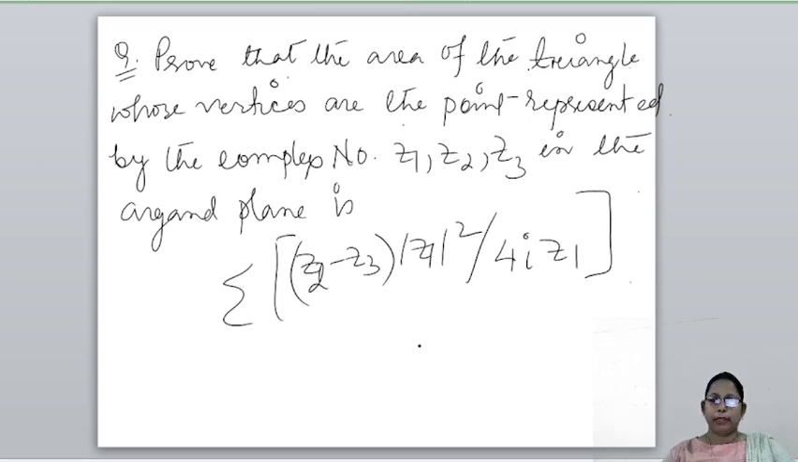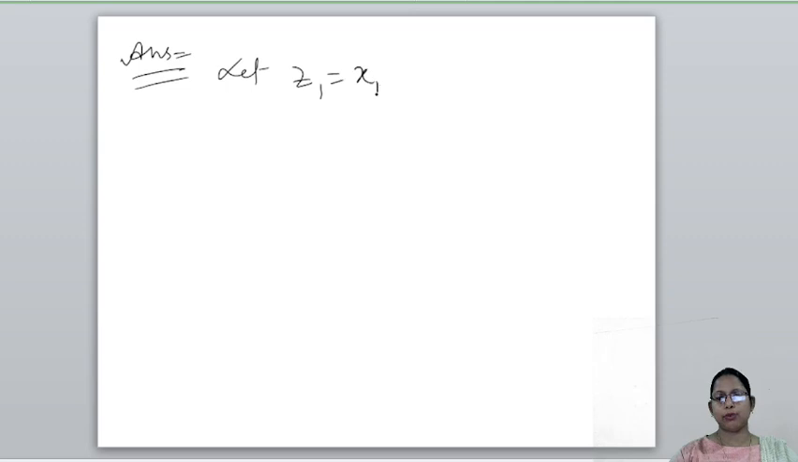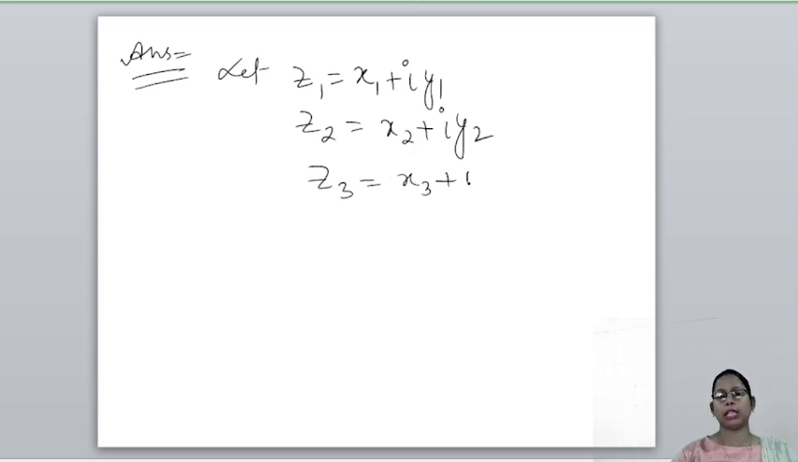We have been given three complex numbers Z1, Z2, Z3 which are the vertices of the triangle. We have to show that the area of the triangle is given by this expression. Answer. Let Z1 equal to x1 plus i y1, Z2 is equal to x2 plus i y2, Z3 is equal to x3 plus i y3, so that the coordinates (x1, y1), (x2, y2), (x3, y3) are the vertices of the given triangle.